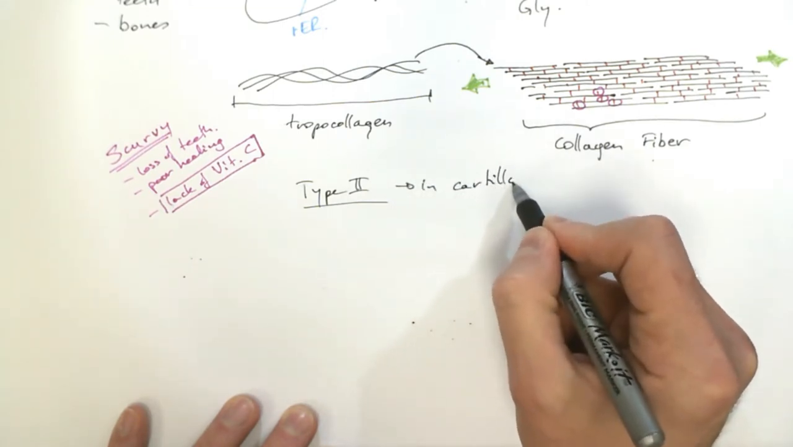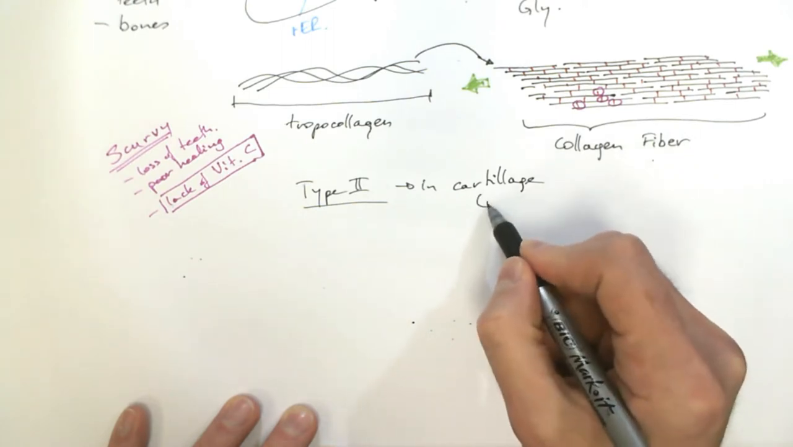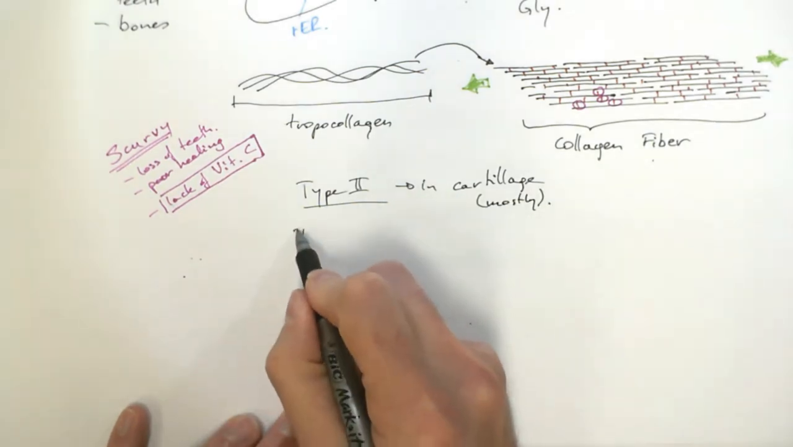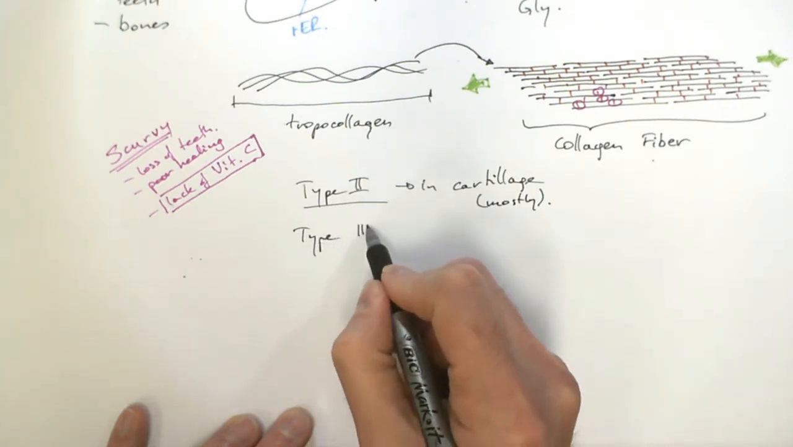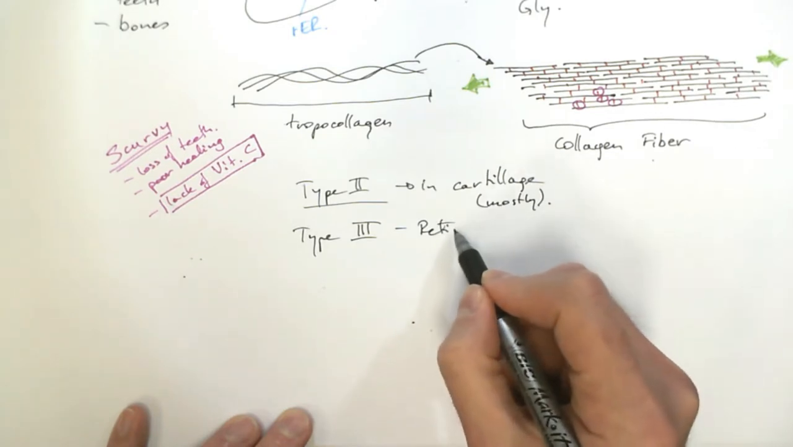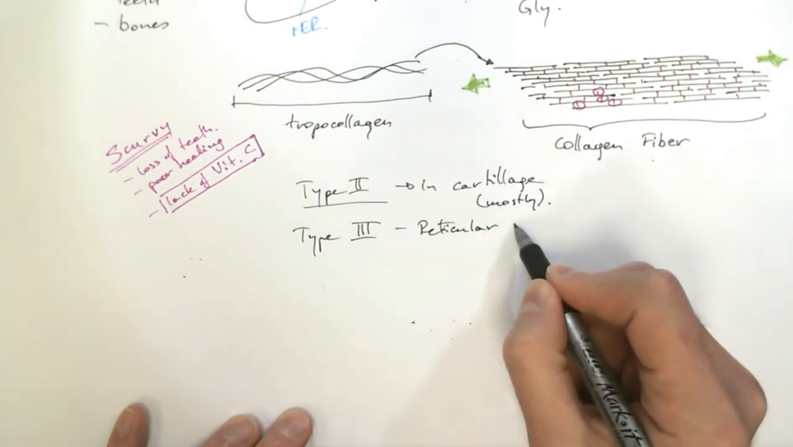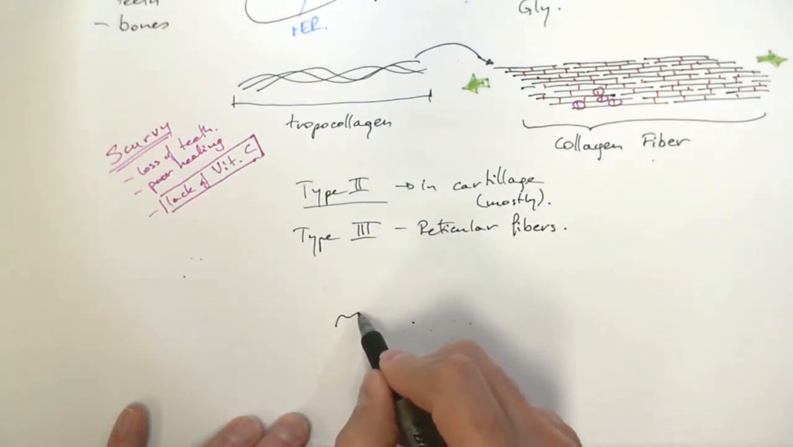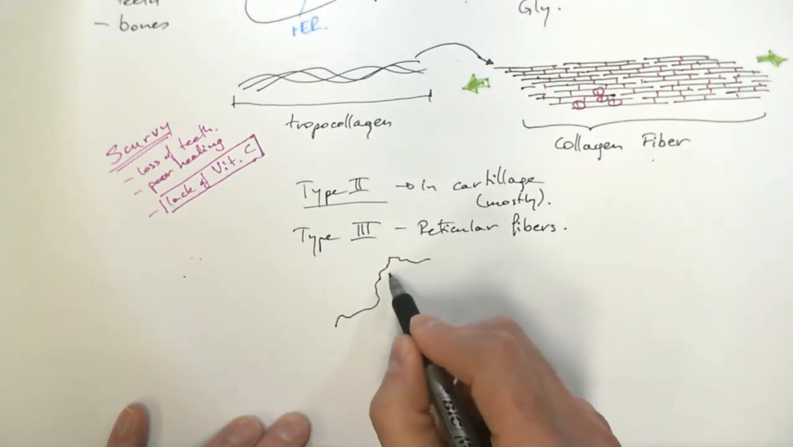Type 3 collagen is actually reticular fibers, so it's just another name for it. These reticular fibers, or type 3 collagen, is a much weaker type of collagen. It's not bundled into these thick ropes. Instead, what we have is a network of fibers. So reticular fibers would be more like this, where you have these highly branched sort of fibers connected to one another.